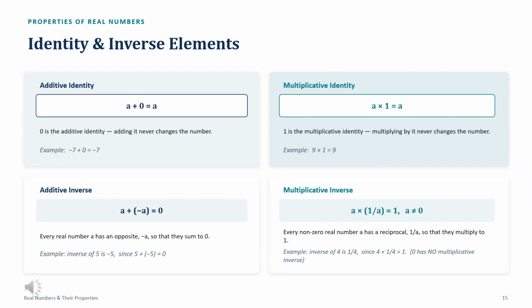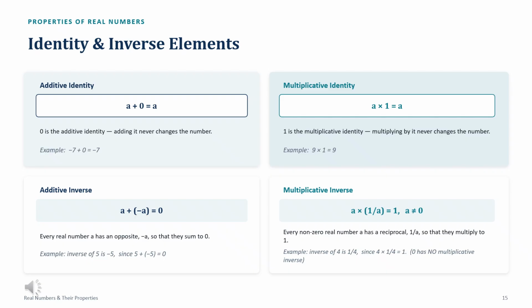0 is the additive identity. Adding 0 to any number leaves it unchanged, like -7 plus 0 equals -7. 1 is the multiplicative identity. Multiplying by 1 leaves a number unchanged, like 9 times 1 equals 9.